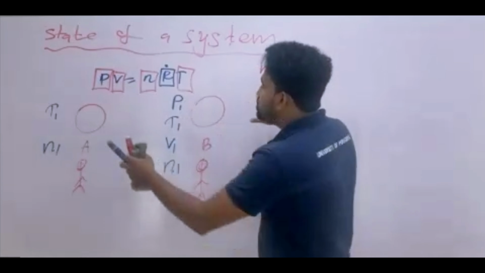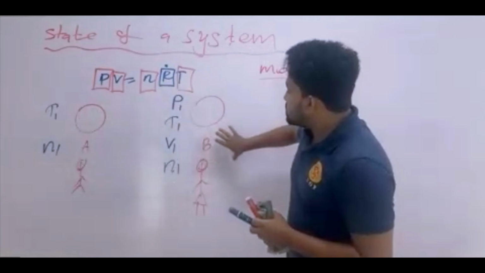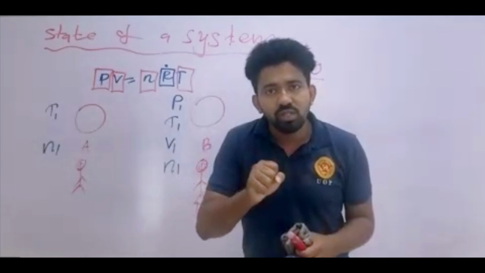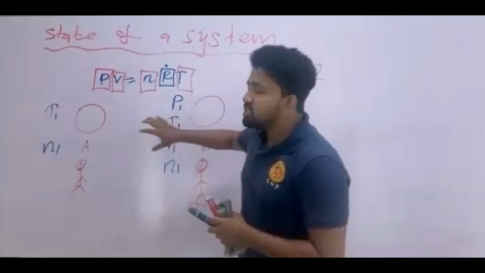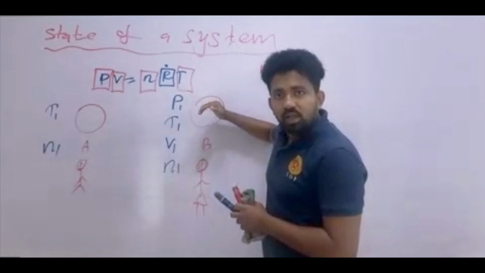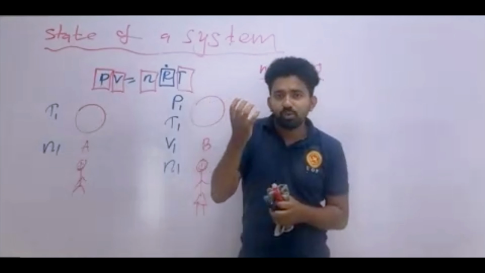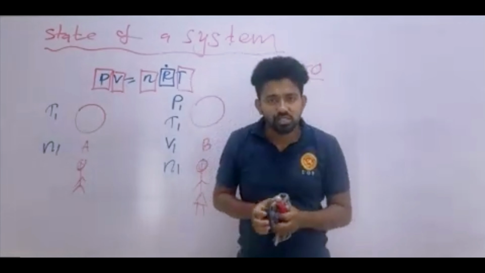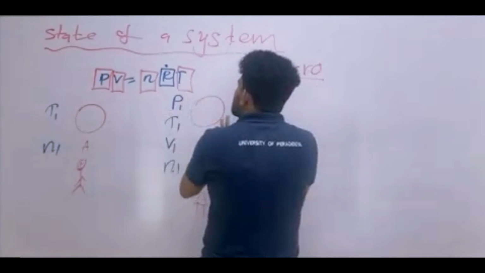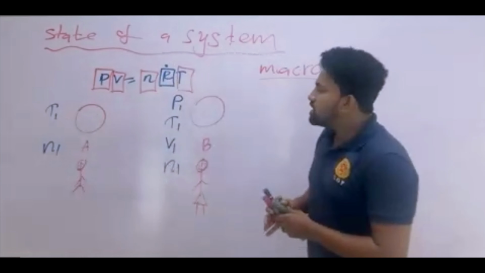If we talk about these two systems, I know system B better than system A, and you also know system B better than system A. It means that if the system is described by using many macro properties, as the number of macro properties used to describe the system increases, we know the system much better than system A. That is what it means.